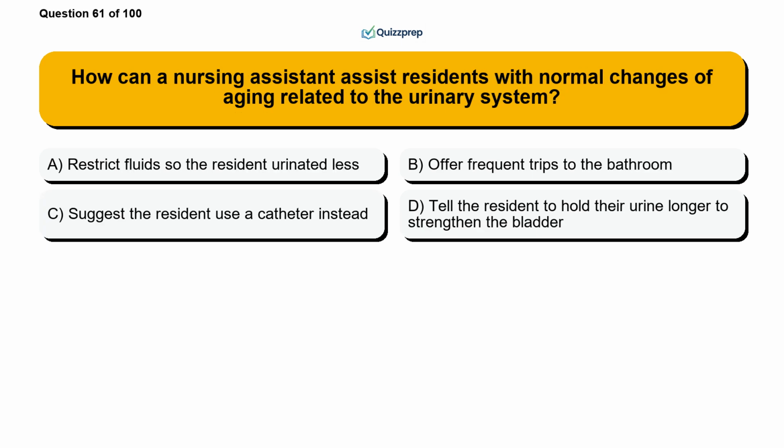Question 61. How can a nursing assistant assist residents with normal changes of aging related to the urinary system?